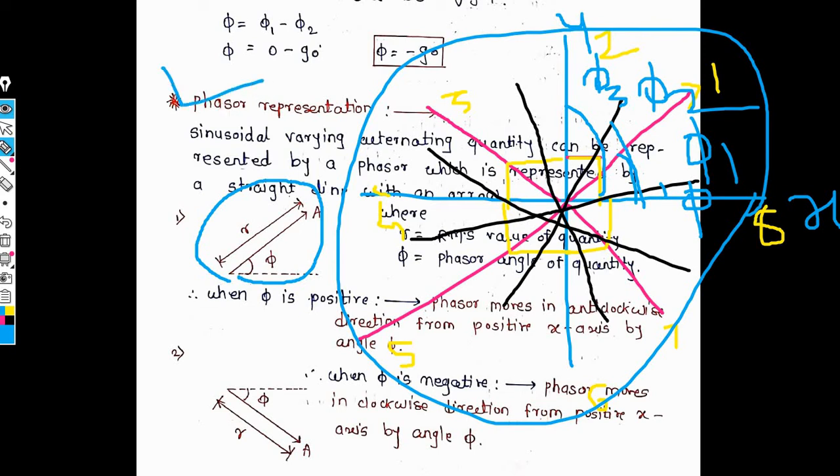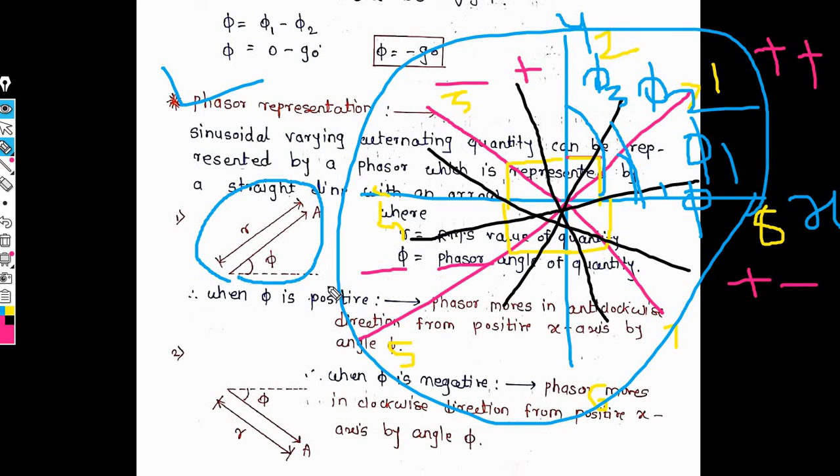Okay, then the phasor representation will depend on the x-axis and y-axis coordinates. In the first quadrant, the sign is positive. Then in the second quadrant, negative and positive. Then here, negative, negative. Then positive, negative.